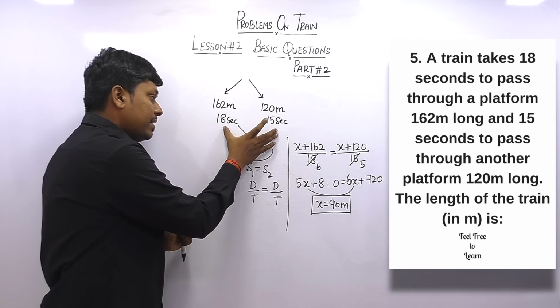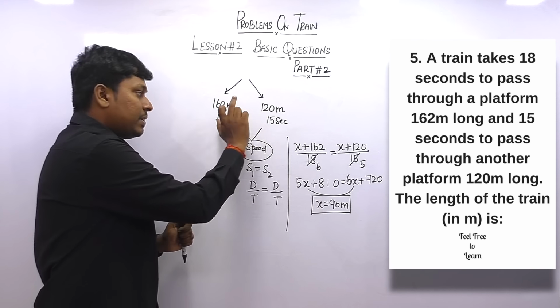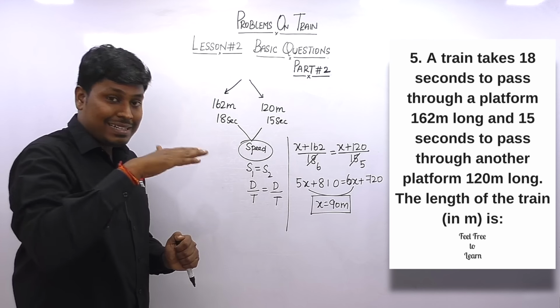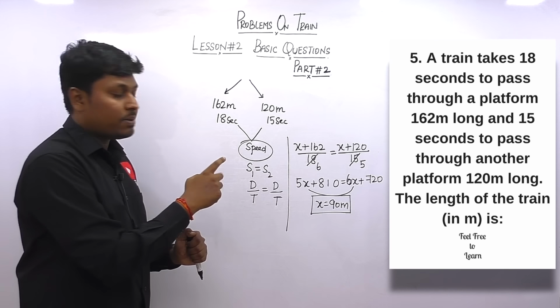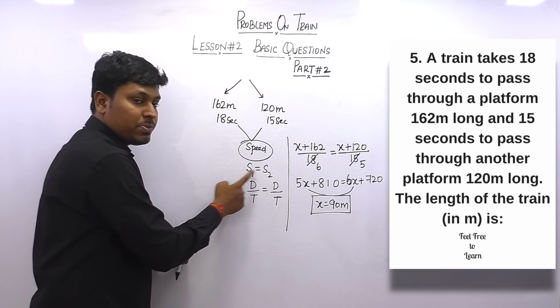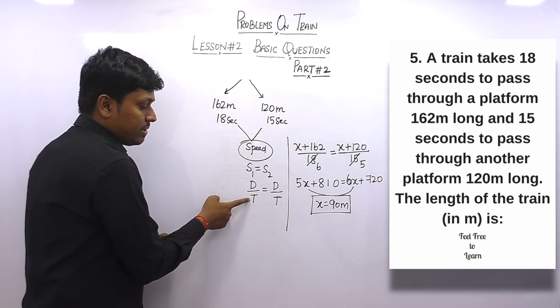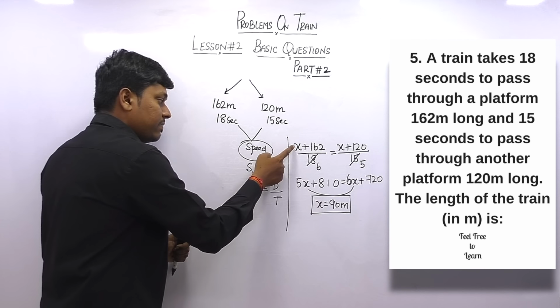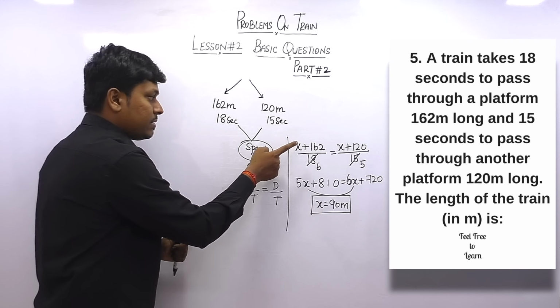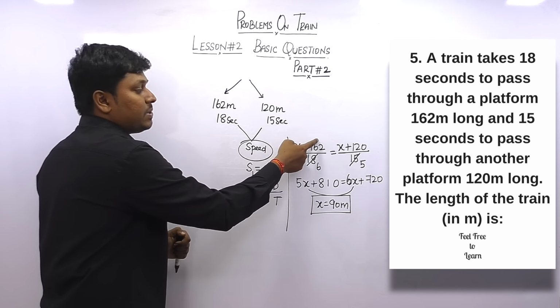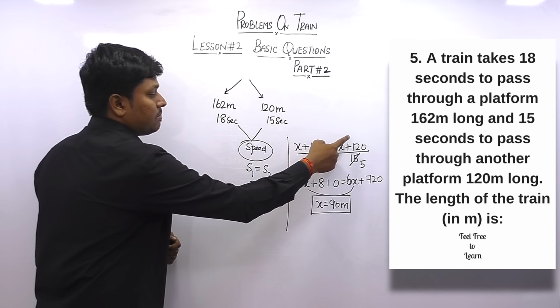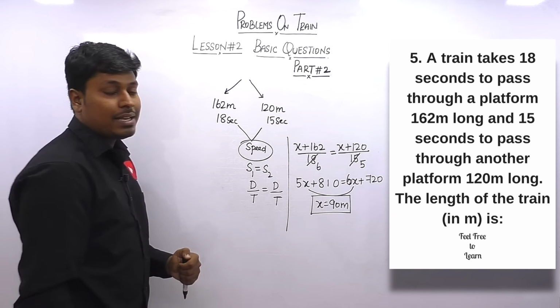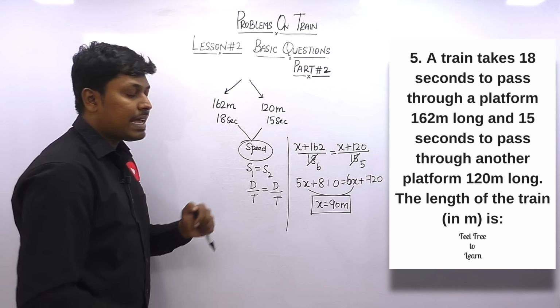In both the cases, the time is different and the length of the platform is different, but the train speed is the same in both the cases. So we have equated the speed in case 1 and case 2. Speed is equal to distance by time. The distance traveled by the train is equal to the length of the train. We don't know the length of the train, so we have kept it as x plus the length of the platform, 162 meters. Similarly for the second case, and we found the answer, that the length of the train is 90 meters.